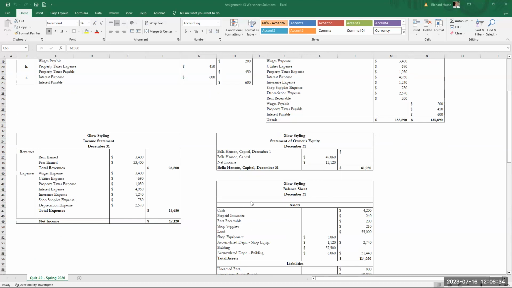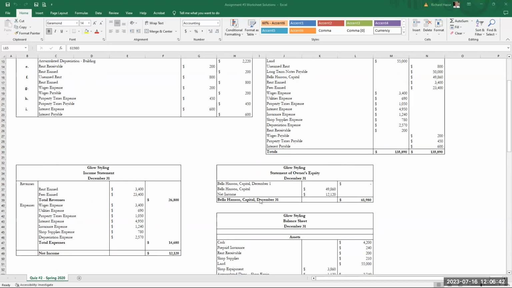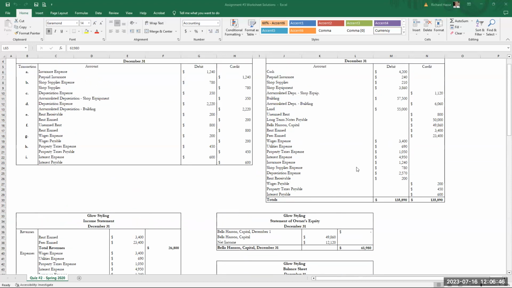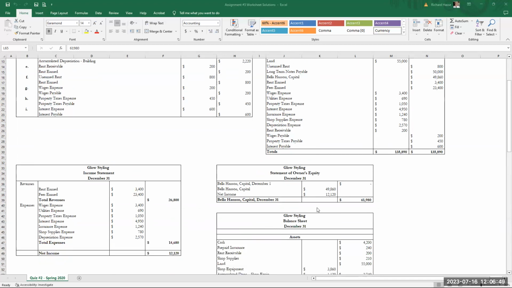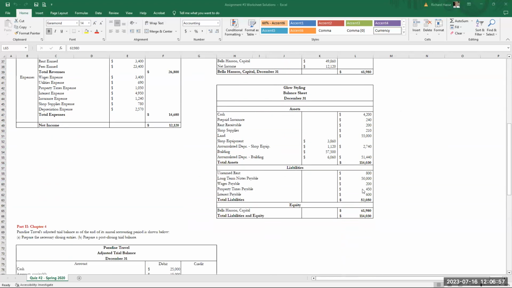Then you take the owner's accounts, the capital balance of $49,860. There it is right there on your trial balance. You add in net income, and there's no withdrawals or dividends in this problem. So the ending capital balance is the capital balance plus the net income, 61,980. Then you take that 61,980 and place it in the balance sheet, and you put together the list of assets.